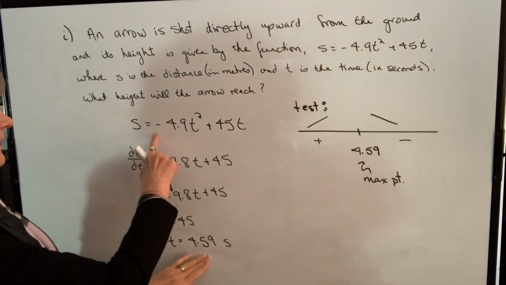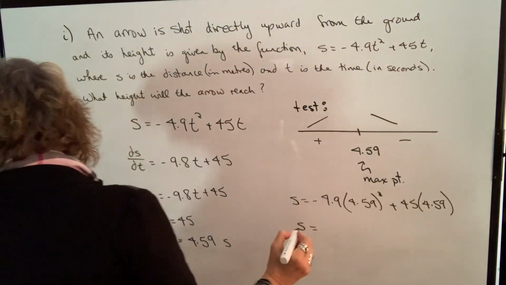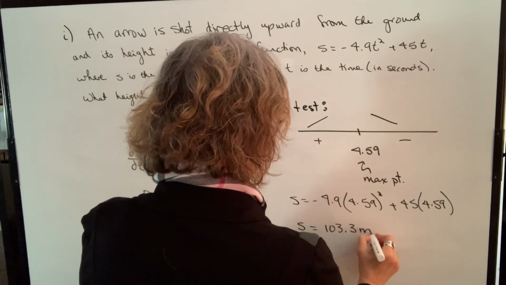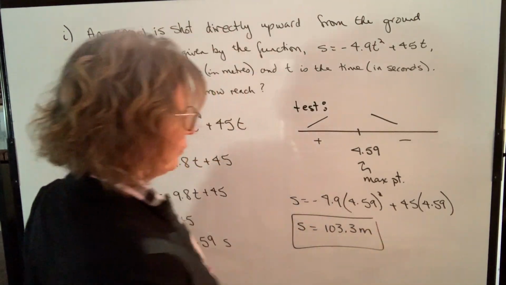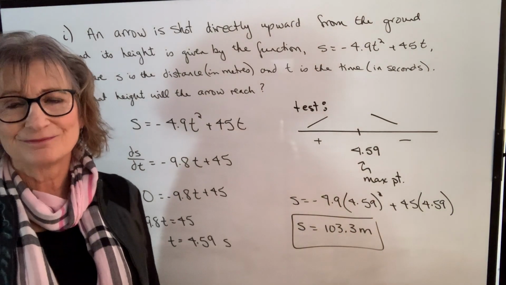So in order to find the height at that time, we plug that value into our function. And we get a value of 103.3 meters. So that arrow will reach a maximum height of 103.3 meters.